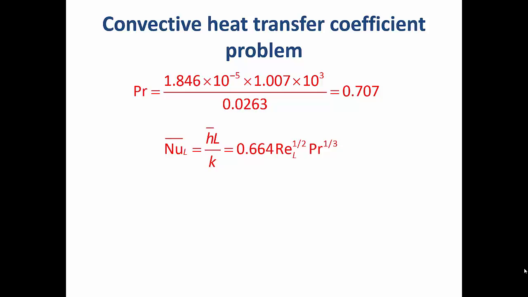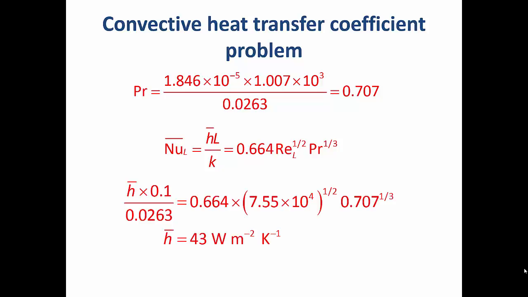So in this case, because it's laminar flow, the average Nusselt number, which is equal to the average convective heat transfer coefficient times length divided by k, will be given by 0.664 times the Reynolds number to the power of a half times the Prandtl number to the power of a third. Putting all of that together and then rearranging gives an average value of H which is 43 watts per meter squared per Kelvin. Note that locally on the plate H will vary, but this is the value that you get on average from the plate.